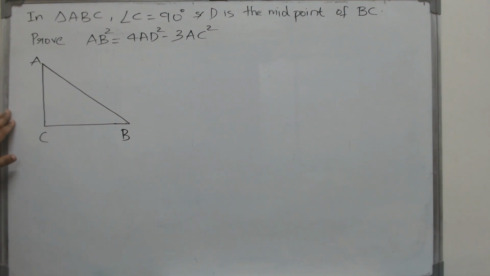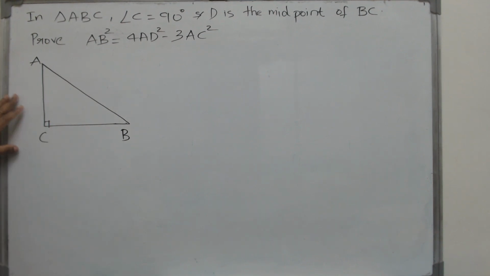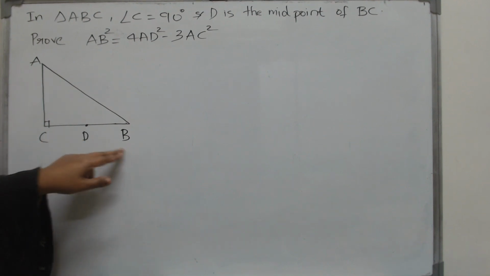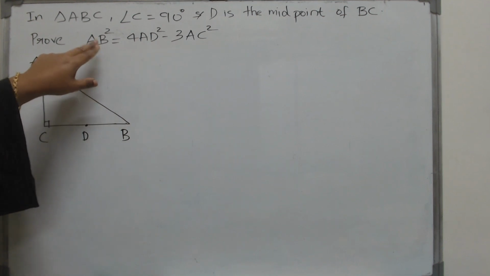Here we have a triangle ABC which is right angled at C. What else do we know? The point D is the midpoint of BC. What we have to prove is that such an equation holds.